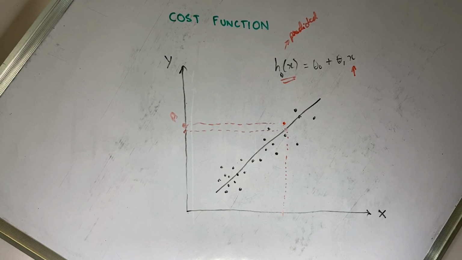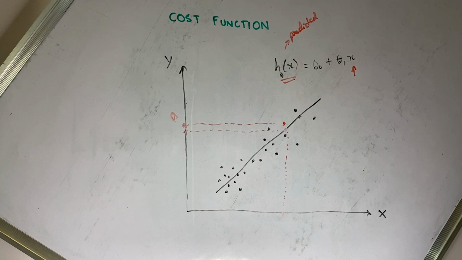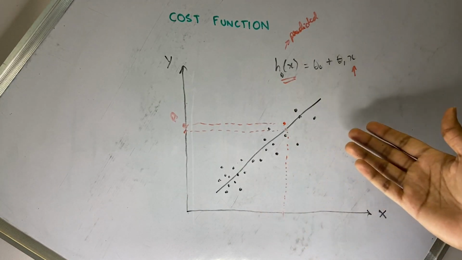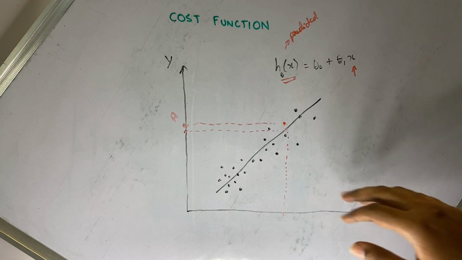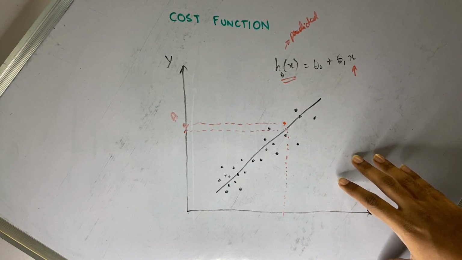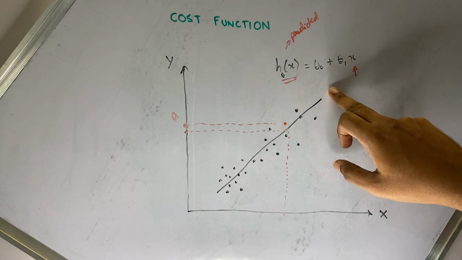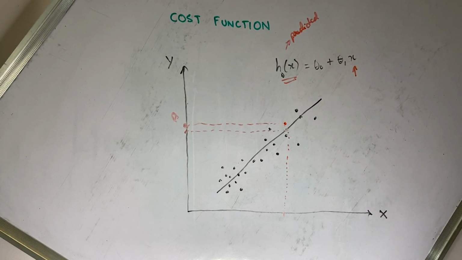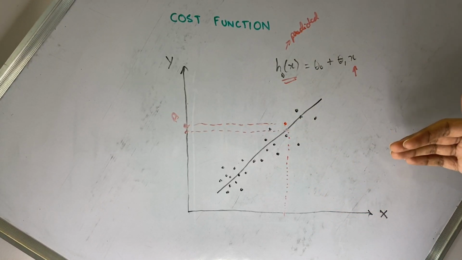Now the training data is scattered on this XY plane, right? We are trying to make a straight line here that passes through the data points. The idea is to get the best possible line here. That can happen when we choose the right parameters, theta 0 and theta 1, so that the predicted value h of x will be very close to the actual value.